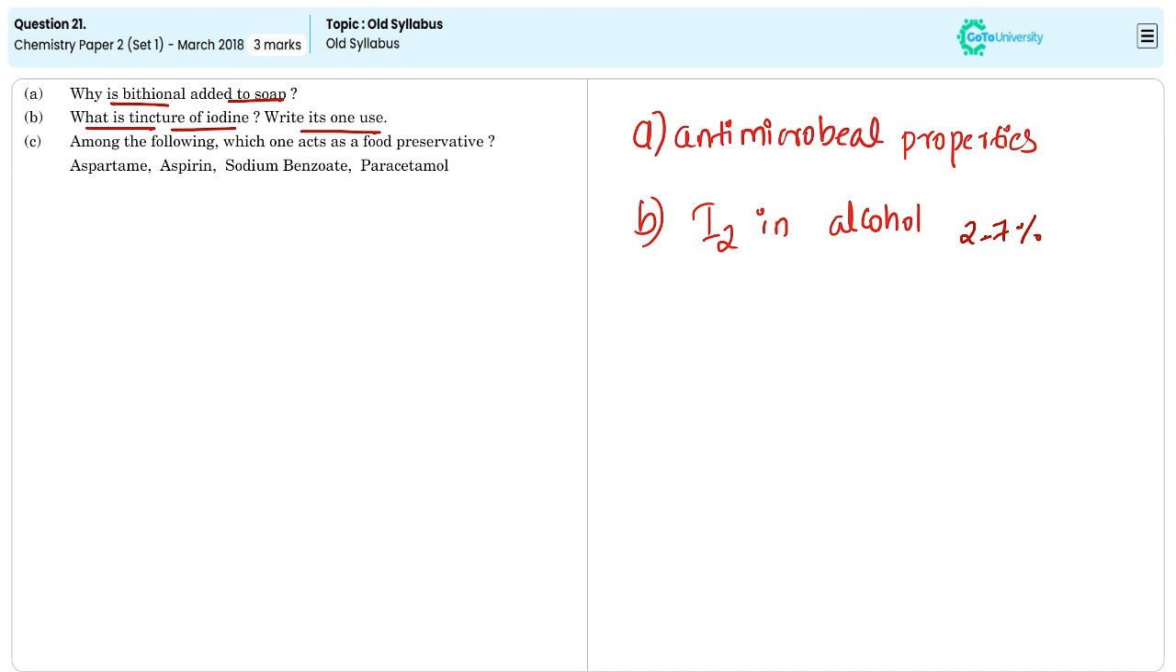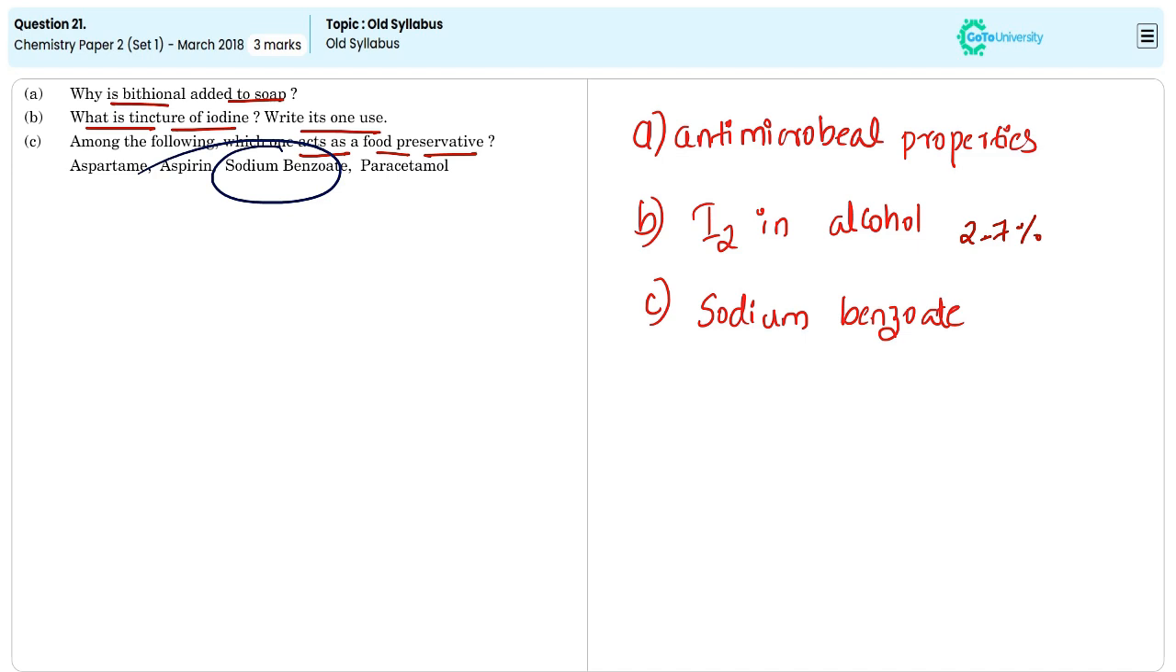In the third one, different types of compounds are given. We have to choose the one which can act as a food preservative. Among these five, the one which can act as the food preservative is sodium benzoate, primarily due to its antimicrobial properties. Sodium benzoate inhibits the growth of bacteria, yeast and molds.